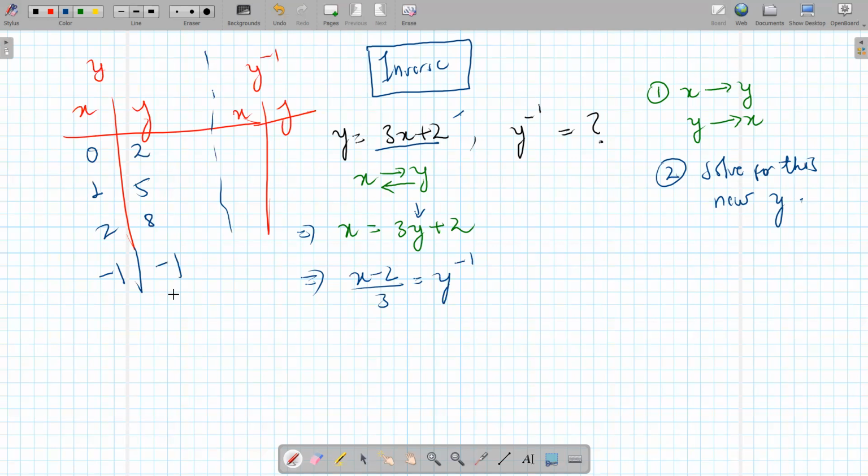Now we're going to make a table for y inverse. y inverse has this equation, x minus 2 over 3, right? Let's say x is 8. What would y be?